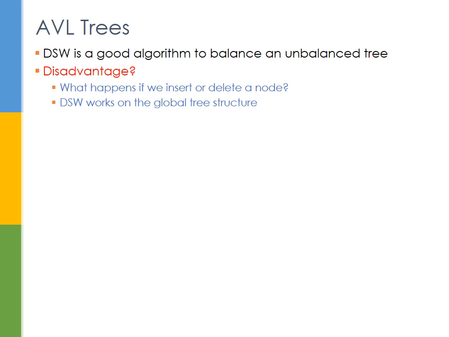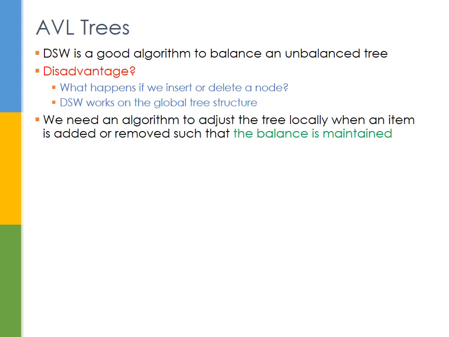So what we really want to make this balancing procedure more efficient is an algorithm that will adjust the tree structure locally. In other words, only at the point where an insertion or a deletion unbalances the tree. And this will only occur when an item is added to the tree or removed from the tree, and we will perform these adjustments in order to maintain the balance of the tree.